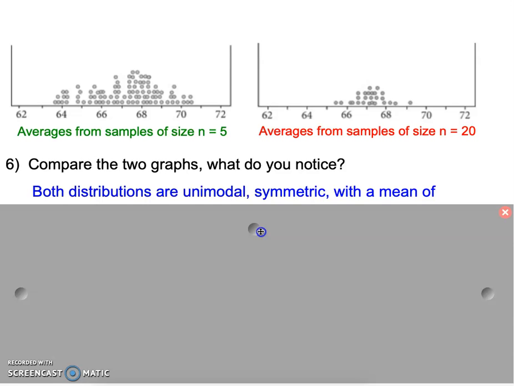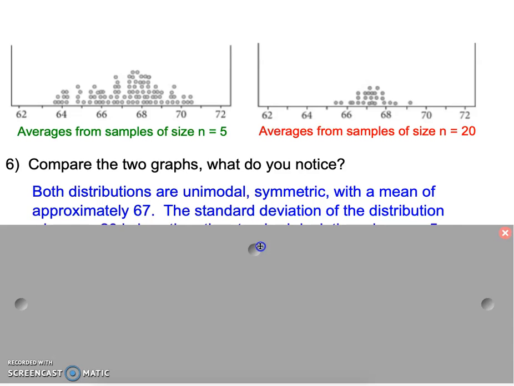Both distributions are unimodal, approximately one peak. If I made a smooth curve going over the top of these, it looks like it has one peak. So unimodal, one mode. Symmetric, left tail and right tail are about the same shape. And both appear to have a mean of approximately 67.